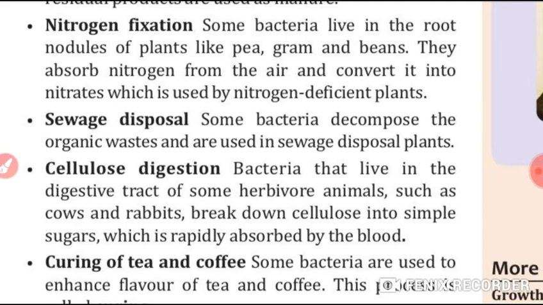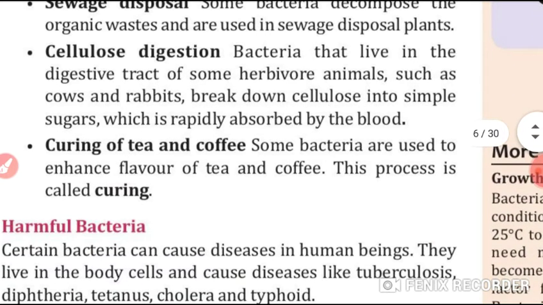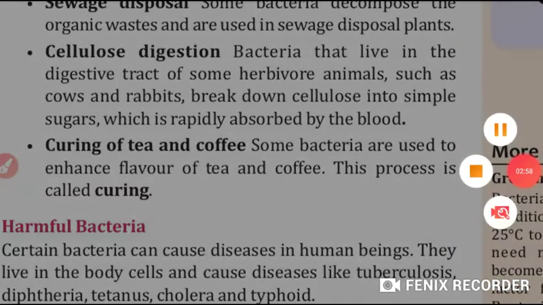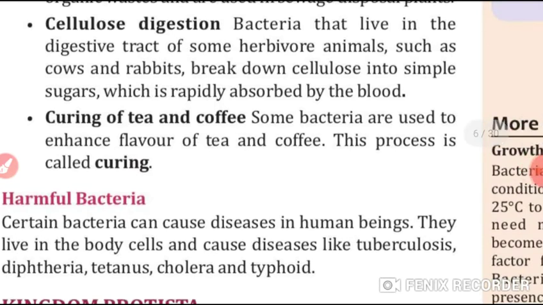Now sewage disposal. Some bacteria dispose of the organic waste, and they are used in sewage disposal plants also. Cellulose digestion. Students, bacteria that live in the digestive tract of some herbivore animals such as cows and rabbits break down cellulose into simple sugar, which is rapidly absorbed by the blood.